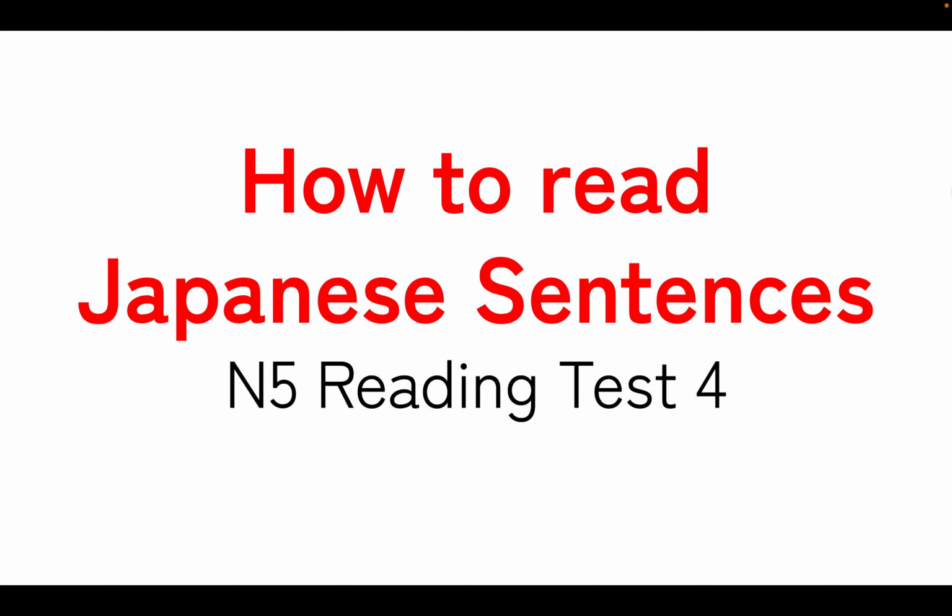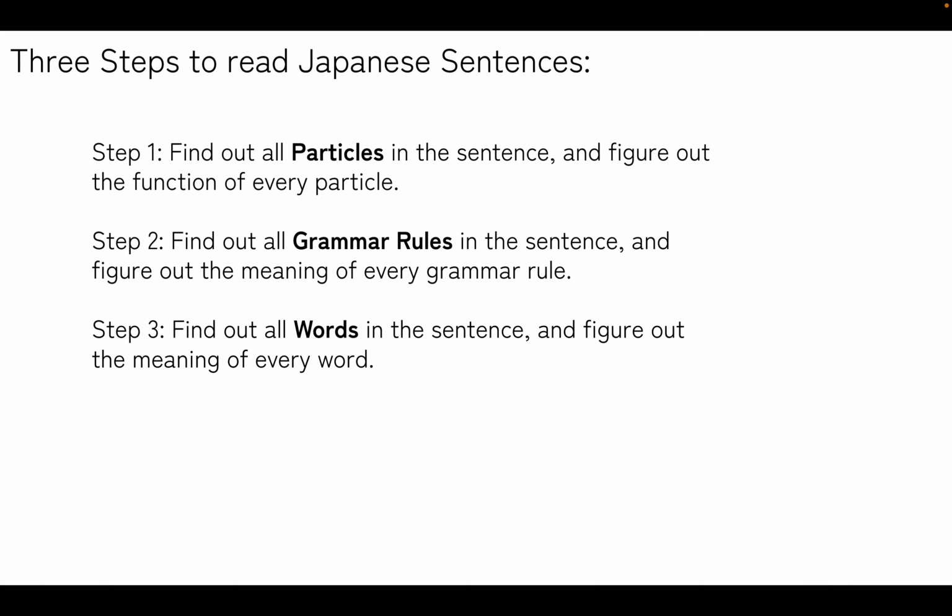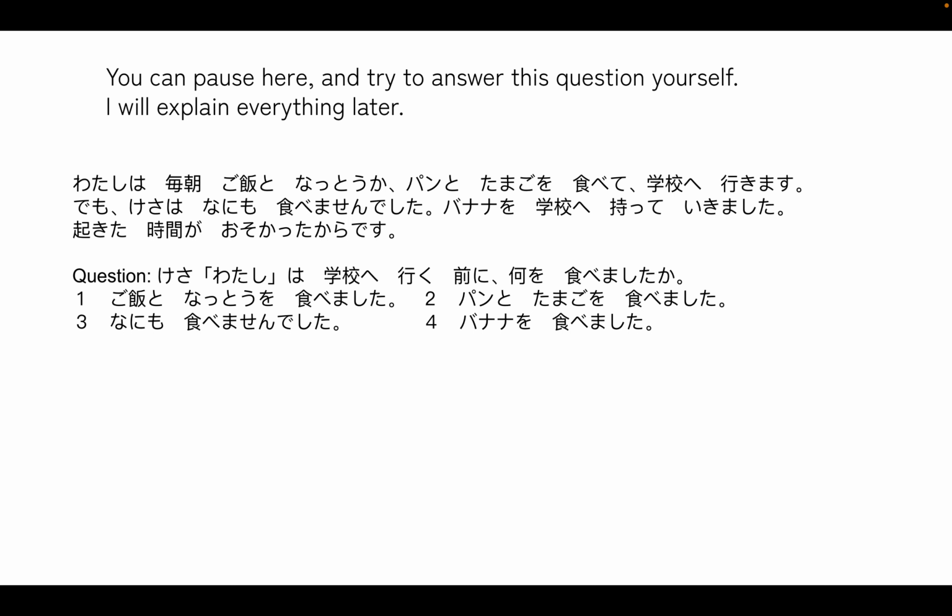Hi, I'm Marshall. In this video, I want to teach you how to read Japanese sentences using N5 Reading Test 4. There are 3 steps to read Japanese sentences. Step 1 is to find out all particles, step 2 is to find out all grammar rules, and step 3 is to find out all words. You can pause here and try to answer this question yourself.